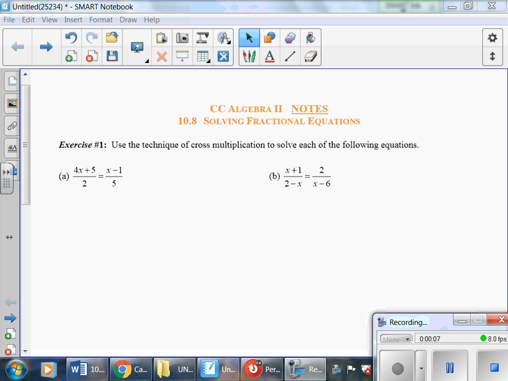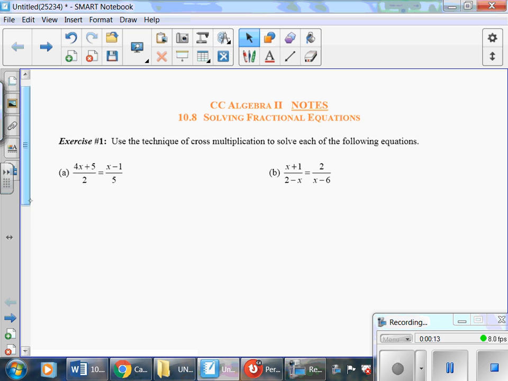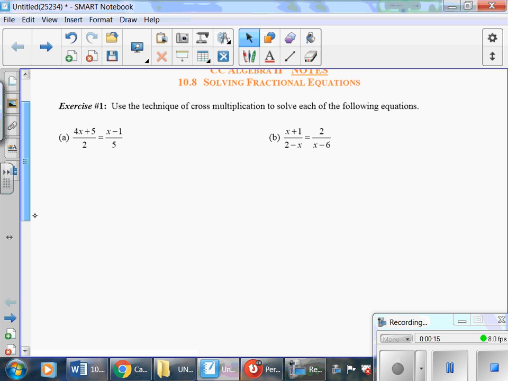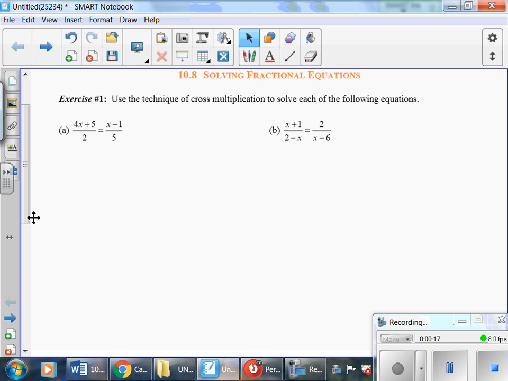Today's lesson is 10.8, Solving Fractional Equations. Now, this has to do with what we've been doing in the beginning part of Unit 10, and hopefully you'll know exactly what to do when you get to this point.